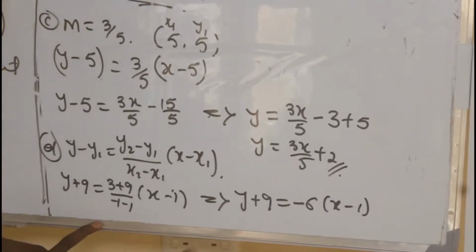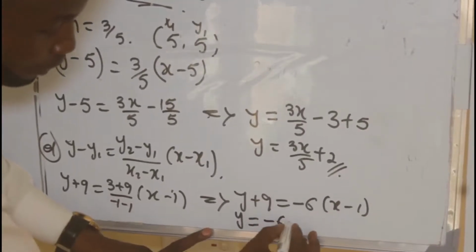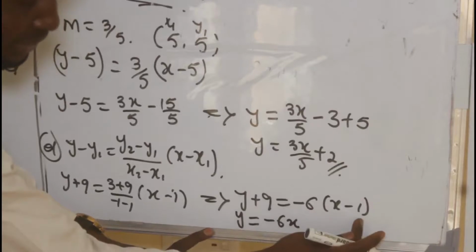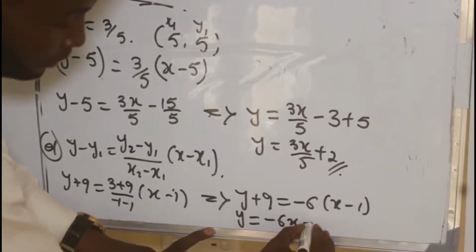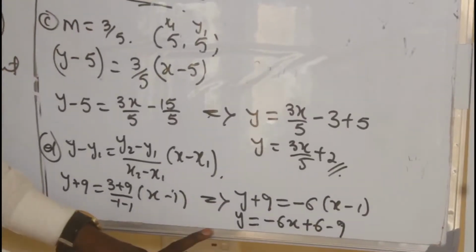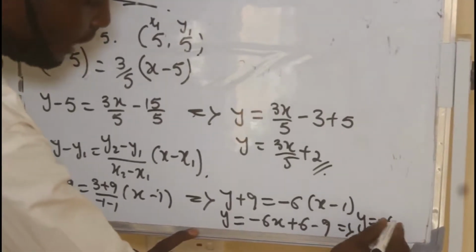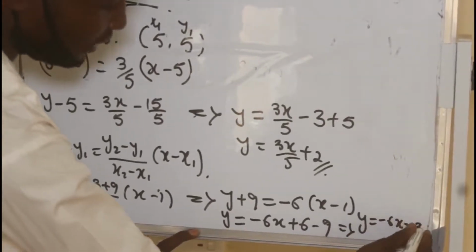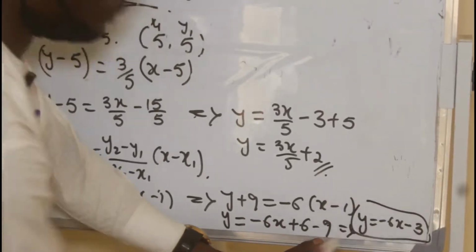So you just expand it and collect the right terms. y now will be equals to, when you expand this, it's going to give you -6x. -6 times -1 is what? 6. So you are going to have +6 then -9 when you collect the right terms, right? So the final equation will now give you y is equal to -6x minus 3, because 6 minus 9 is -3. So this is the equation of a straight line.